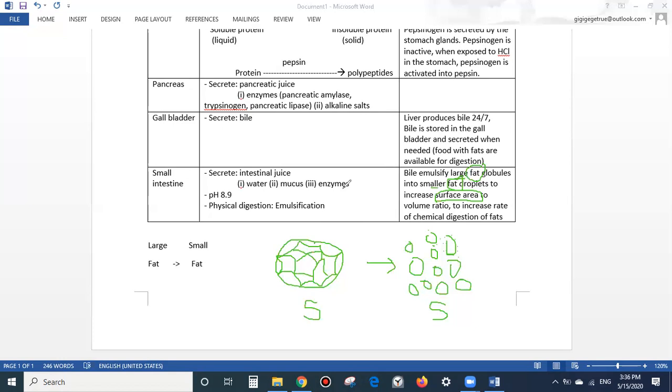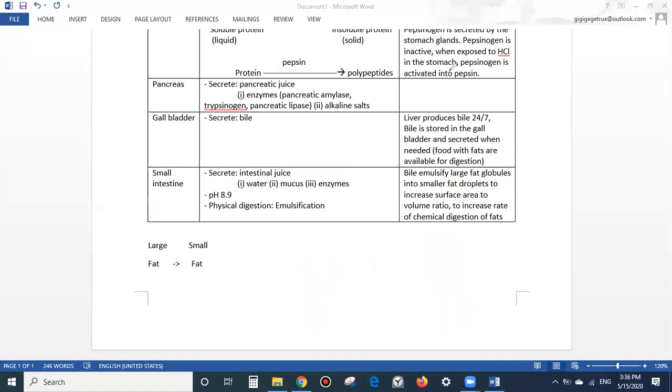What's the sequence, like the duodenum, then? The sequence is you have duodenum, then you have jejunum, then you have ileum. Okay? Okay.